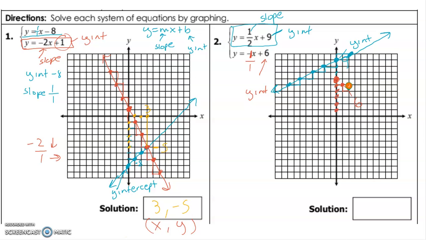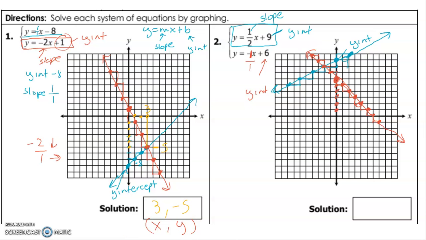And then from my y-intercept, I can do the same thing in the opposite direction, only instead of going down and to the right, I'm going to go up and to the left. So I'm going to do the opposite. So I'm going to go up 1 to the left 1, up 1 to the left 1, up 1 to the left 1, up 1 to the left 1. And I can see my 2 dots that intersect. That's going to be where my solution is.